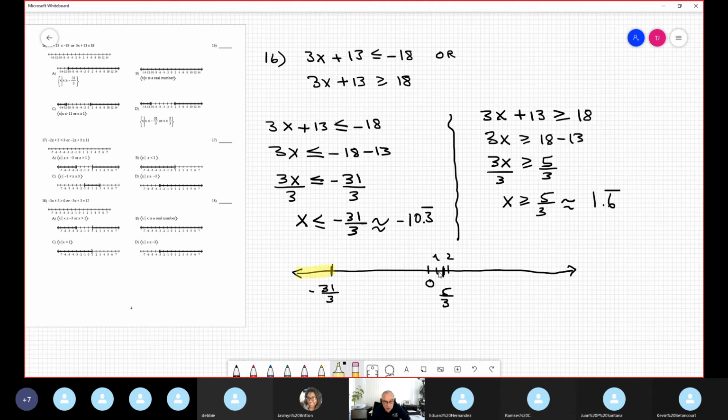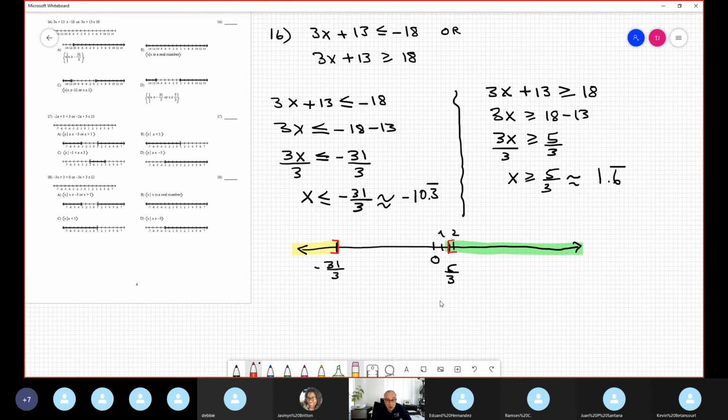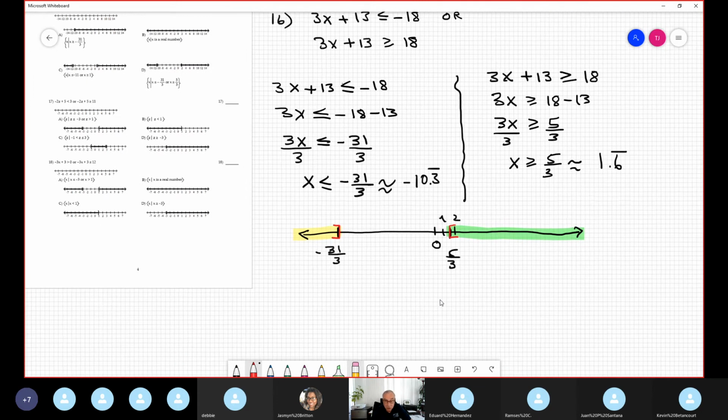Less than, include, of course, the endpoint because it's equal. And this interval is another color, green, is greater than, from this to infinity. And one more time, include 5/3 because it's equal. And you need to connect them by OR, and connecting is a union. It's a union. It's OR. It's both green plus yellow together.